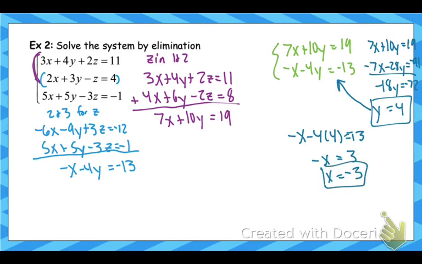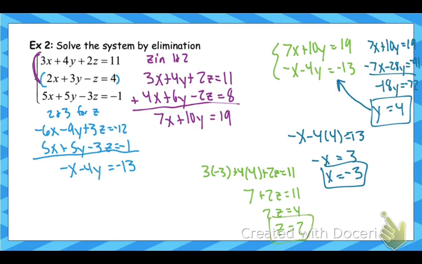Once you know both x and y, you can take those and plug them back into any of your original equations. So I'm going to go ahead and plug it into, let's just use the top equation. So that's going to be 3x, which is now negative 3, plus 4y, which is now 4, plus 2z equals 11. We'll go ahead and solve. So that's negative 9 plus 16. So that's going to be 7. So 2z is equal to 4, and z is equal to 2.